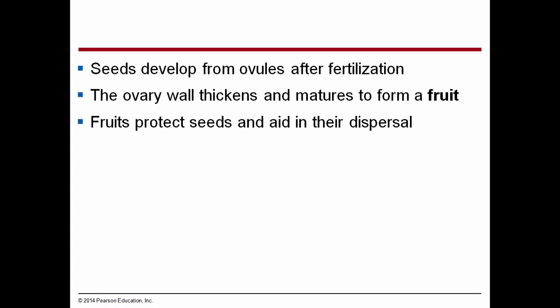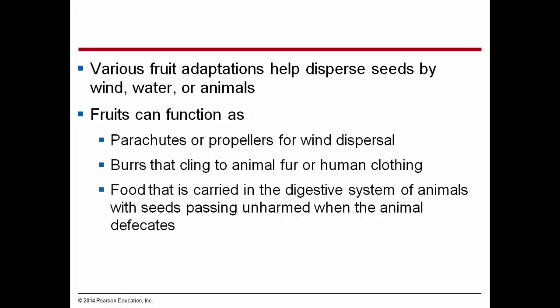The ovary wall thickens and matures to form a fruit. The fruits protect seeds and aid in their dispersal. Various fruit adaptations help disperse seeds by wind, water, or animals. Fruits can function as parachutes or propellers for wind dispersal, like in maple trees, or burrs that cling to animal fur or human clothing. If you've been out in the woods at all, you've experienced burrs. Food can also be carried in the digestive system of animals, with seeds passing unharmed when the animal defecates.